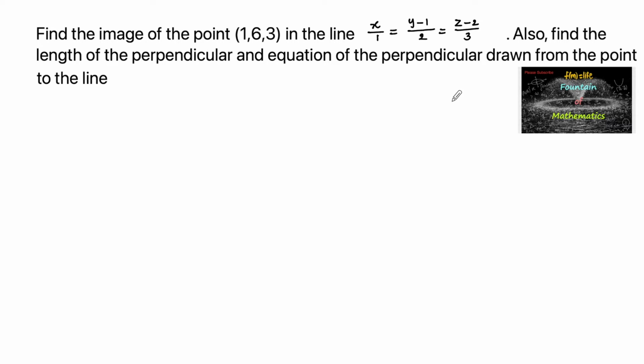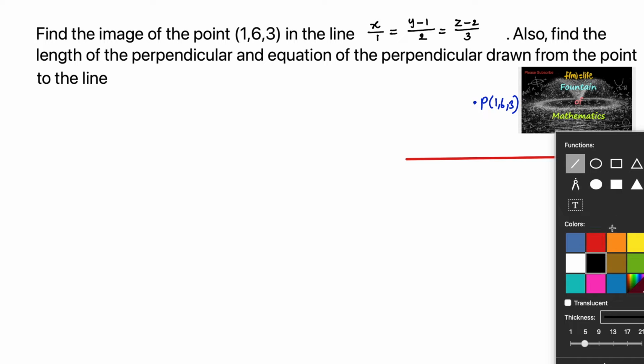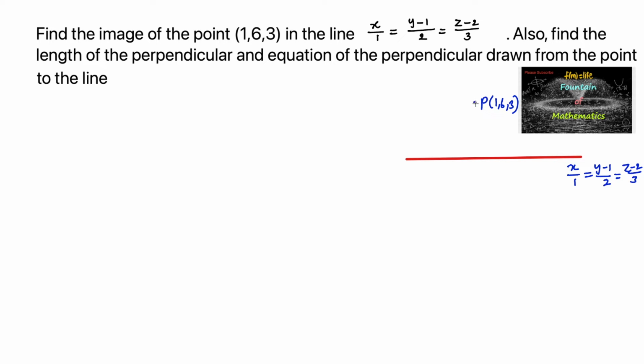So let us consider a point P (1, 6, 3) and there is a line, the line equation is given x upon 1 is equal to y minus 1 upon 2 is equal to z minus 2 upon 3. Let us consider the image of the point P with respect to the line, say P dash (alpha, beta, gamma), and let M be the foot of the perpendicular of the point (1, 6, 3) to the line.